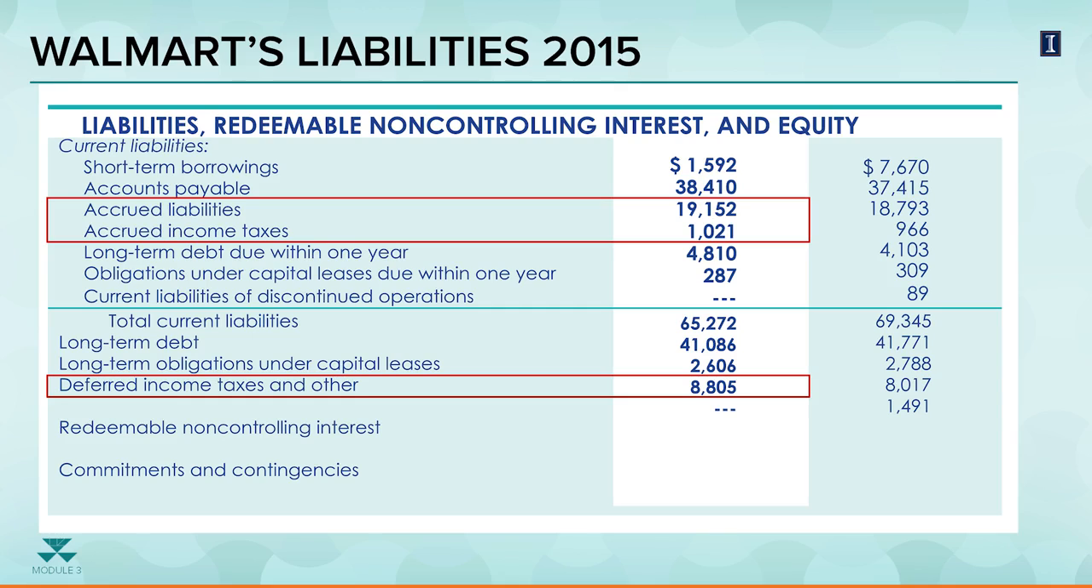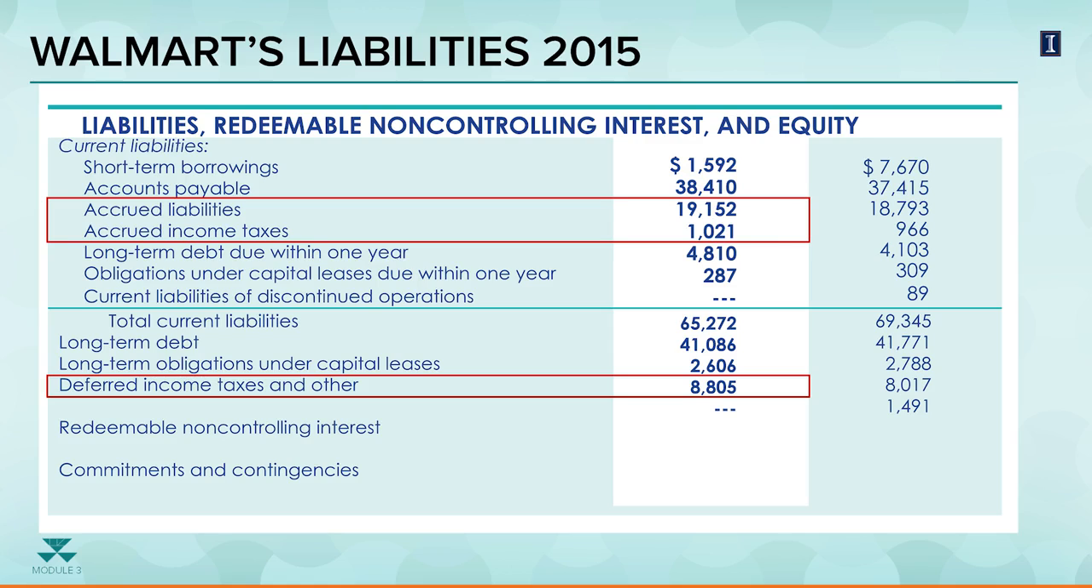How about the liability side? Under the liability side, we have three forms of accruals and deferrals. The first one is accrued liabilities of 19,152. Let me remind you one more time, all of these numbers are in millions. So basically, Walmart has accrued liabilities of 19 billion. So what is in here? There are many things here, but the most important one is wages. Basically, employees work for Walmart, they are not paid yet, and it is recorded as an accrued liability.